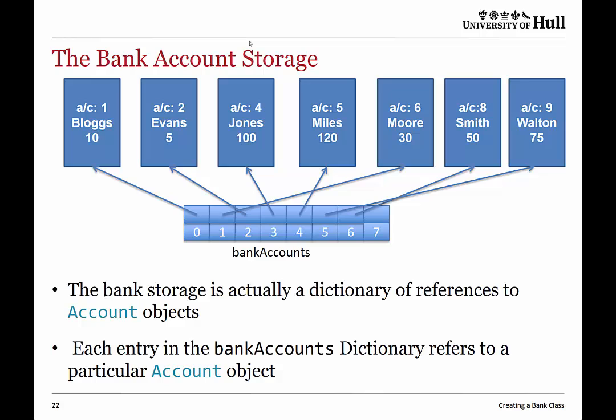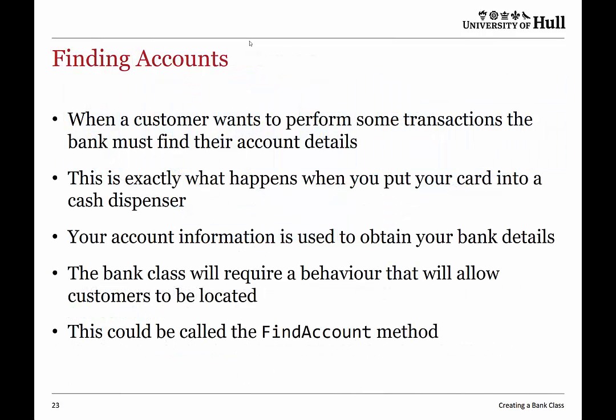There's my dictionary full of references, which is ordered, but we don't care about that too much. And each of the elements refers to a particular account object. And they've all got their own account numbers, they've all got their account names and balance values as well. So to find an account, well, before I go any further, is everybody okay with this? Did that kind of make sense? Questions, observations?